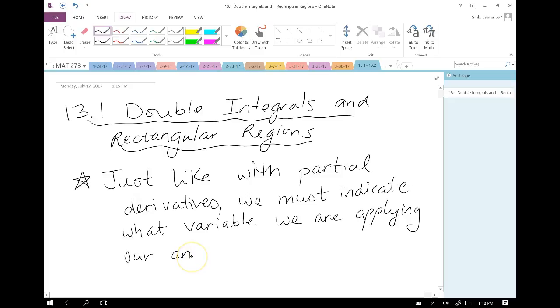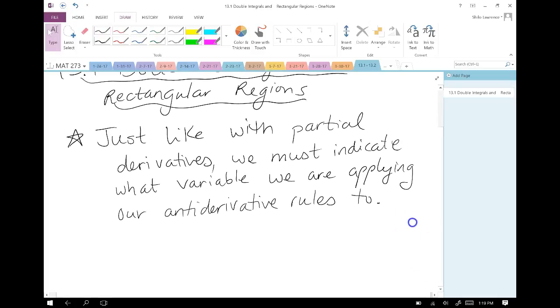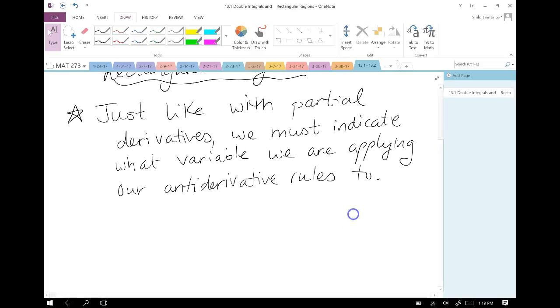Now, there's not going to be any new antiderivative rules. Just the fact that we're applying it to a function of several variables is what's new. And the way that we indicate that is with the dy or dx or dz at the end of the integral. So if we were to say integrate x squared y cubed dx, the dx means we want to integrate with respect to x.